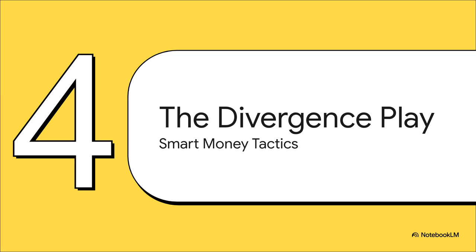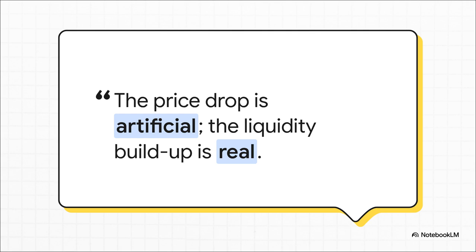Next up, section 4, the divergence play. This is all about smart money tactics. Now, this is where we transition from simply observing the board to really understanding how smart money manipulates it. An elite architect always tracks the divergence between price and stablecoin flows.